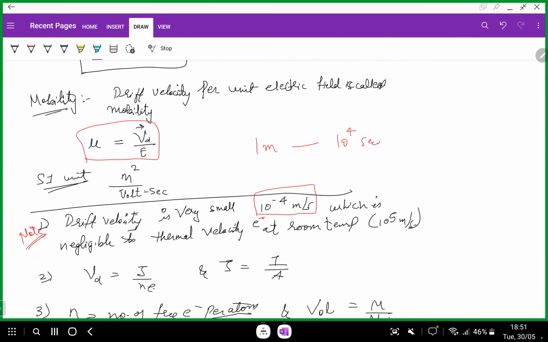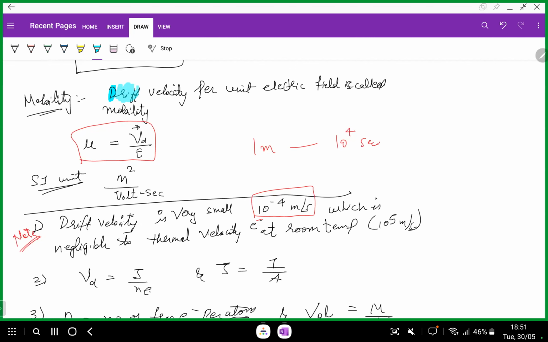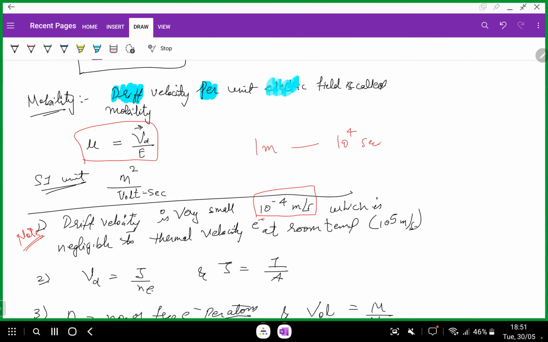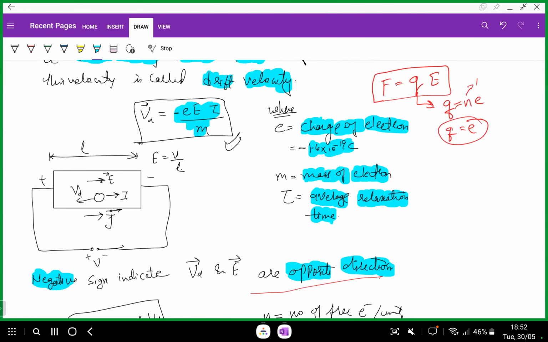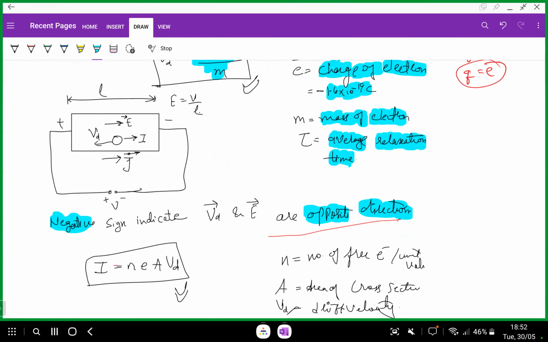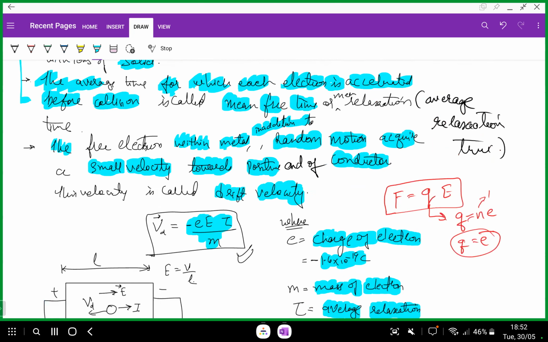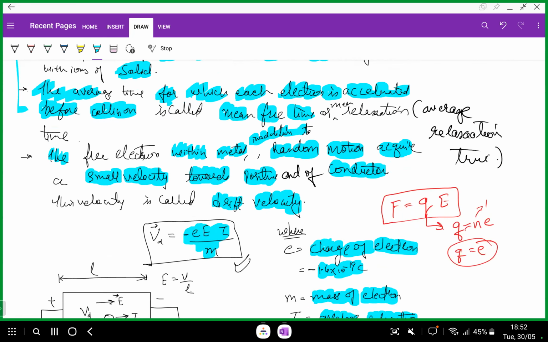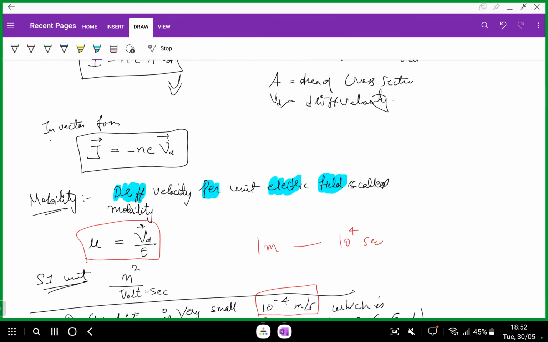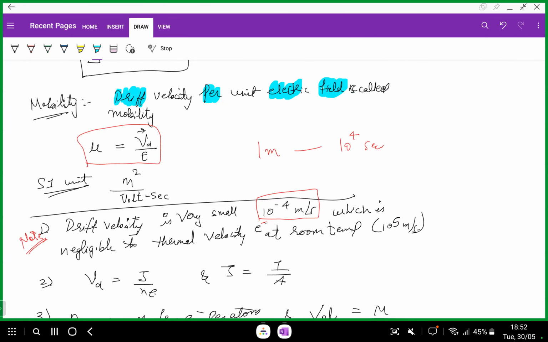Now, mobility is what? Drift velocity per unit electric field. Now, what was drift velocity? An average velocity of all the electrons or all the particles. That was drift velocity, and divided by electric field, that is your mobility: how much it moves.